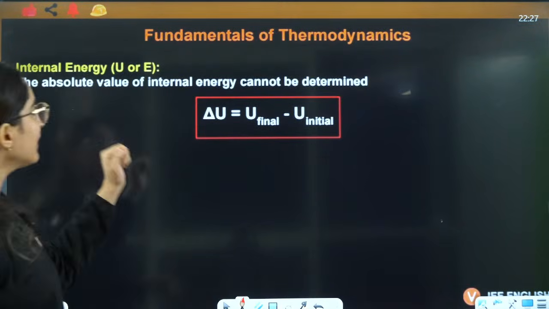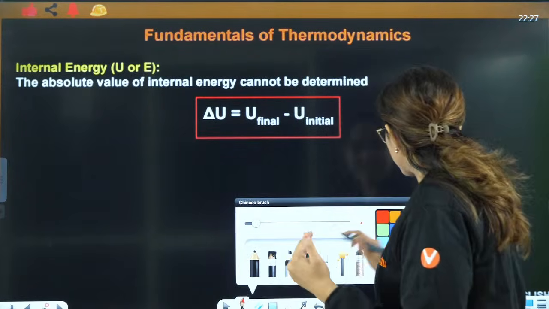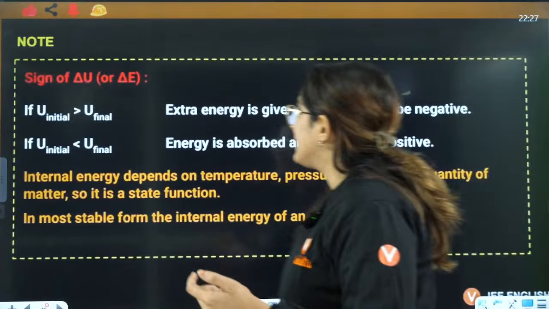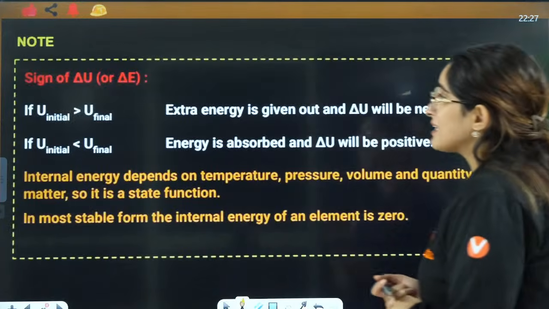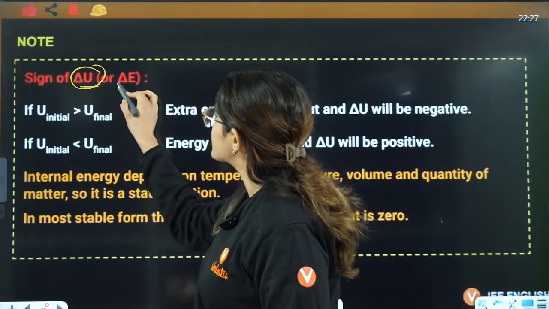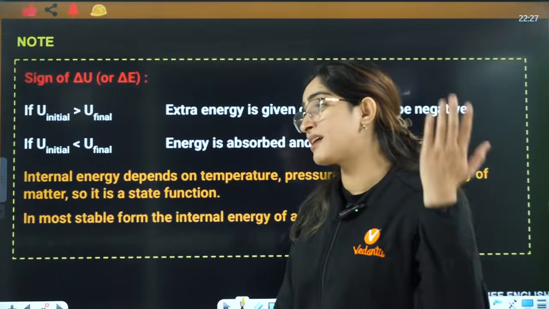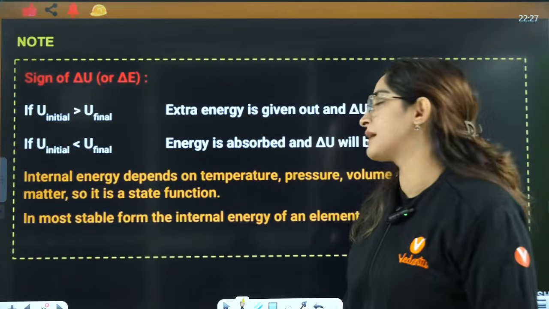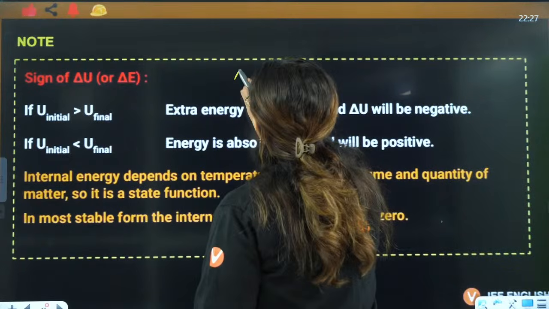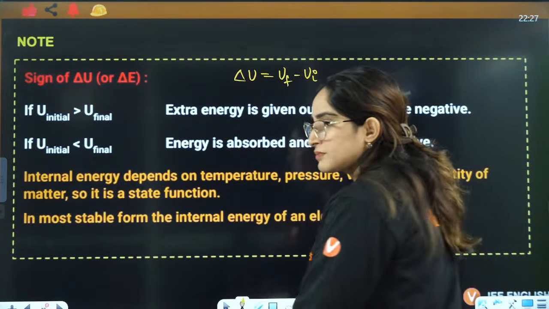Now, we say that the absolute value of internal energy is not determined, so that's why its change is determined, that is U final minus U initial. In some books it will be represented as delta U, in some books as delta E. You will mostly see delta U, but in some books delta E is also used. So what is delta U? U final minus U initial, right?